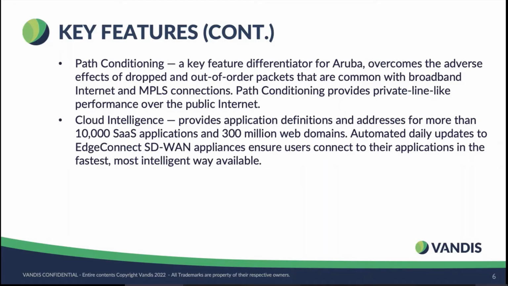And lastly, the cloud intelligence. They have application definitions for more than 10,000 SaaS applications, 300 million web domains. These keep automating, updating. And when you're building out your business intent overlays to see your defined applications, you could do this on a custom basis as well in the event that you need to do that for custom ports and applications. A lot of homegrown applications still do exist these days, so you can see here and handle them.